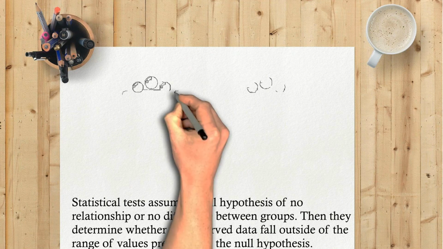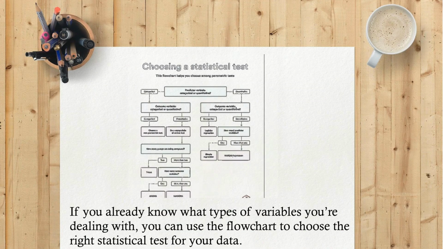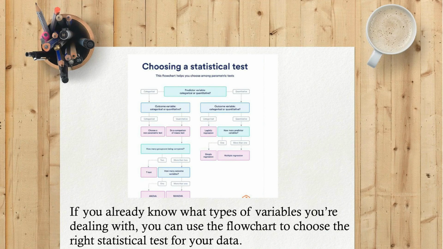Statistical tests assume a null hypothesis of no relationship or no difference between groups. Then they determine whether the observed data fall outside of the range of values predicted by the null hypothesis. If you already know what types of variables you're dealing with, you can use the flowchart to choose the right statistical test for your data.